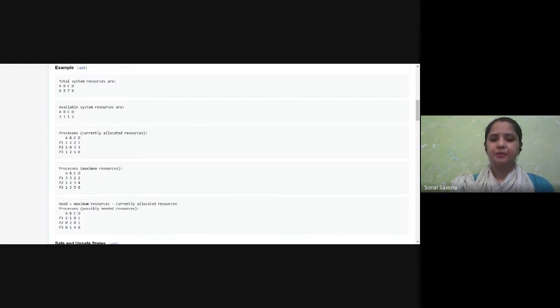This is process number P1. Process number P1 is currently holding 1 instance of A resource, 2 instances of B resource, again 2 instances of C resource, and 1 instance of D resource. So this first row represents the total number of allocations of different resources for the P1 process. Similarly, let us come over to the P2 part.